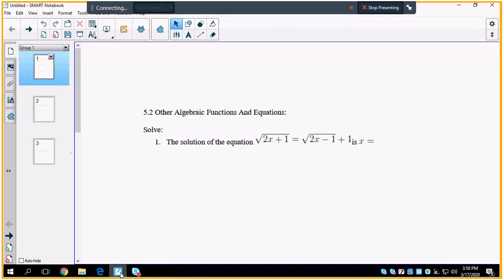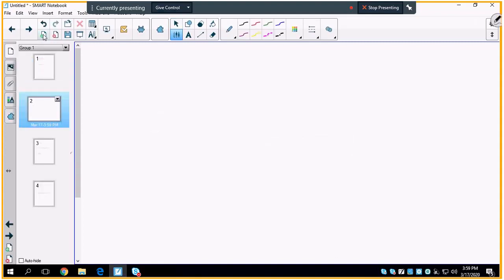Today, we are going to talk about the process of solving other algebraic functions and equations. So before I start working on this section's problems, let's talk about our general rules. Rule number one, we are going to recognize a radical equation.